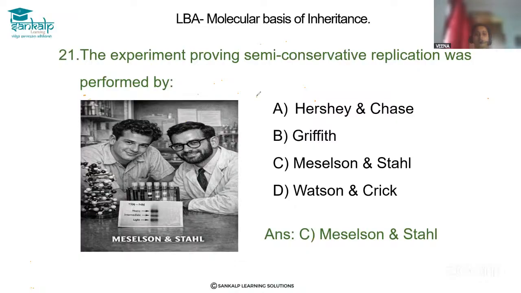Let's solve question 21. The experiment proving semi-conservative replication was performed by. So dear student, there are many scientist names in this chapter, so you should not get confused. But you should learn all the scientist names properly.